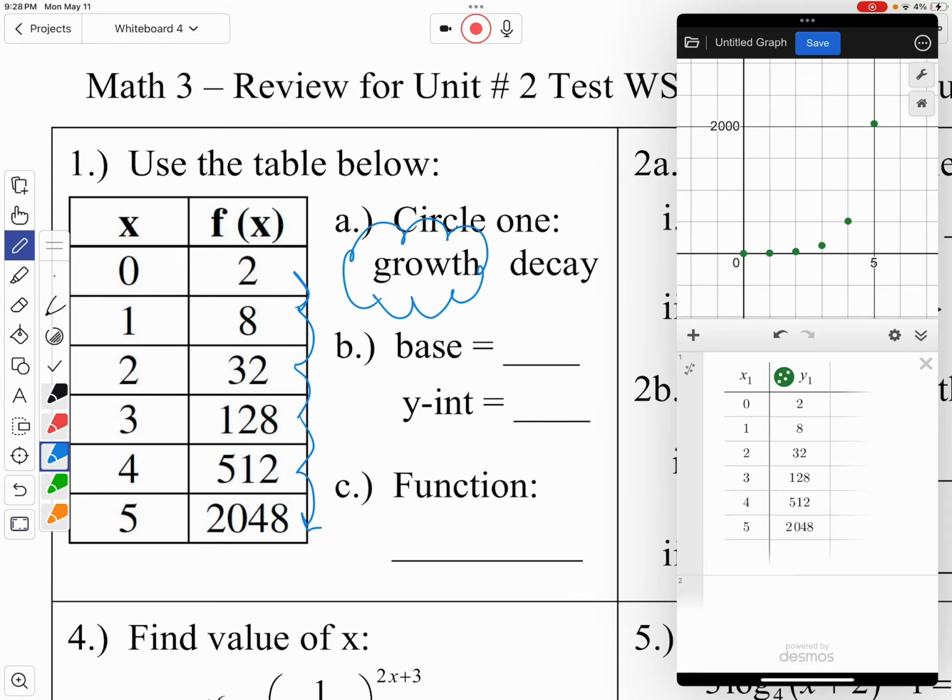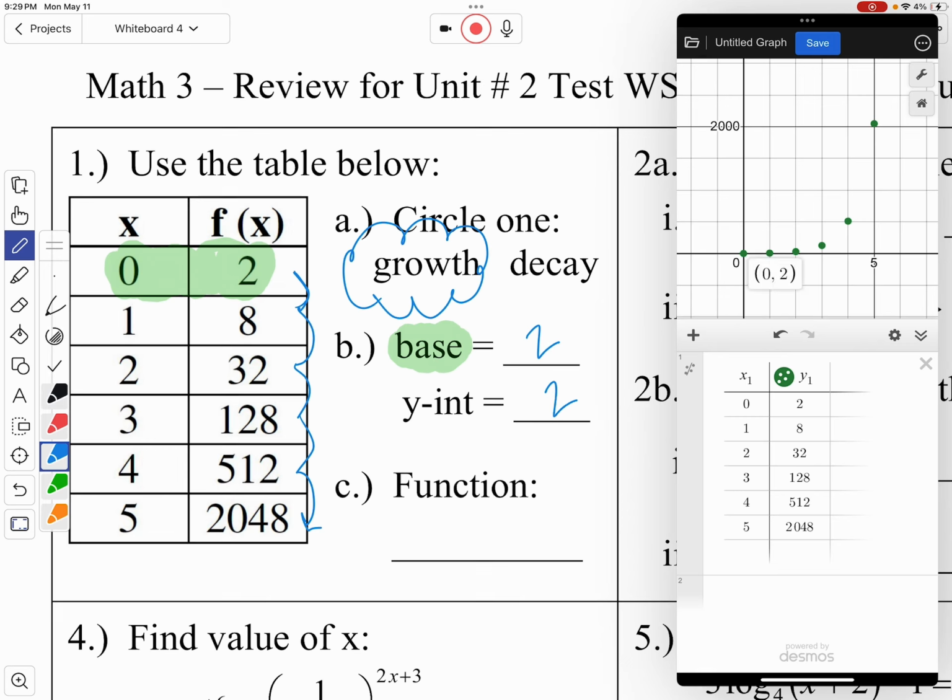And then the following B and C are asking me, hey, what's the base? What's the y-intercept? What are they counting by? So base is another form for, where are we starting? So we're starting with 2's. So I do have a base 2 and my y-intercept is also 2. I can look at the graph and also pick that out.